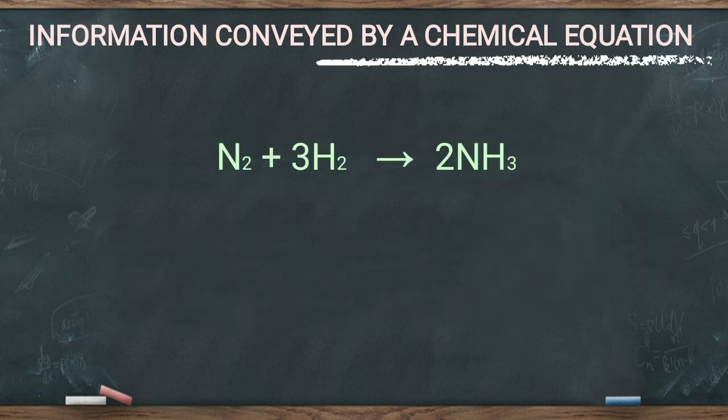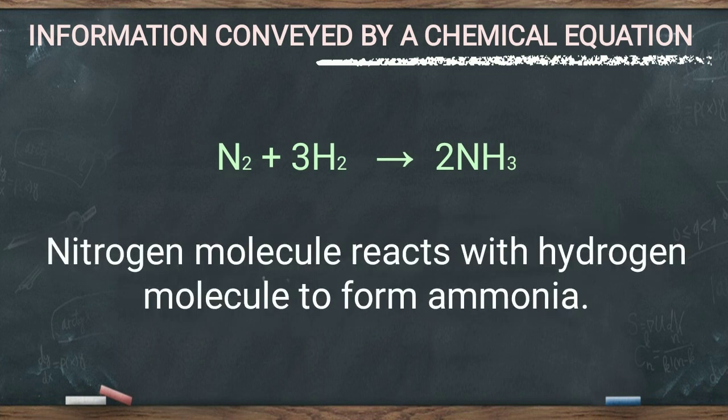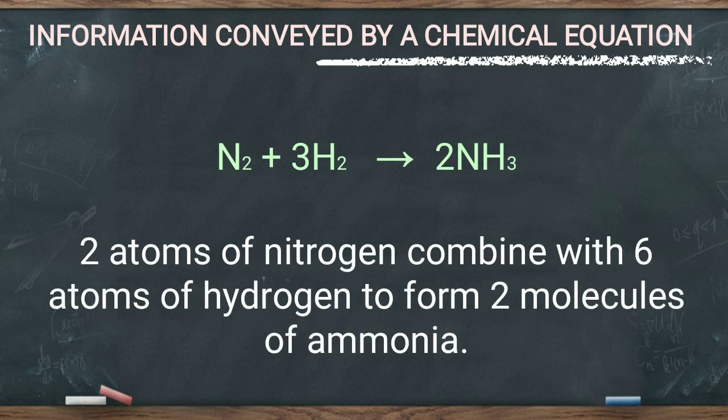For example, consider this reaction which is written as N2 plus 3H2 gives 2NH3. From the formula written in this chemical equation, it is clear that nitrogen molecule reacts with hydrogen molecule to form ammonia. It also tells us that 2 atoms of nitrogen combine with 6 atoms of hydrogen to form 2 molecules of ammonia.